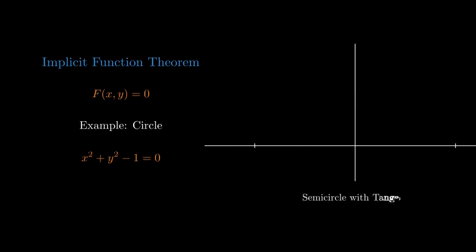For instance, consider the equation describing a circle where x squared plus y squared minus 1 equals 0. At many points on this circle, we can think of y as an implicit function of x. The implicit function theorem provides the exact mathematical conditions under which such an implicit function locally exists, and it gives us a direct way to find its derivative without needing to solve for the variable explicitly.